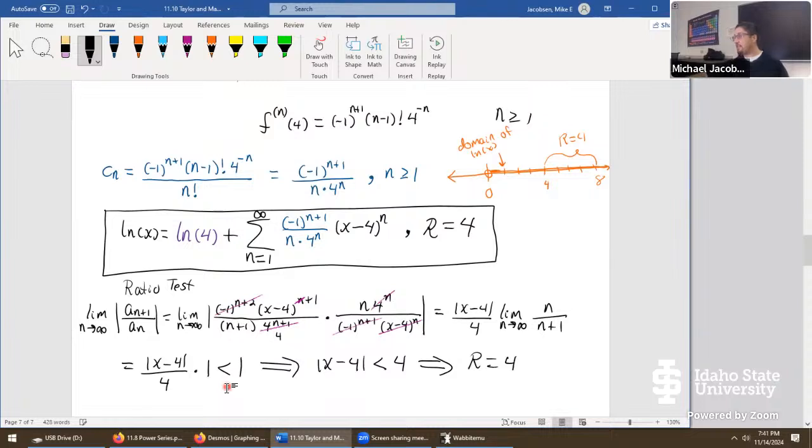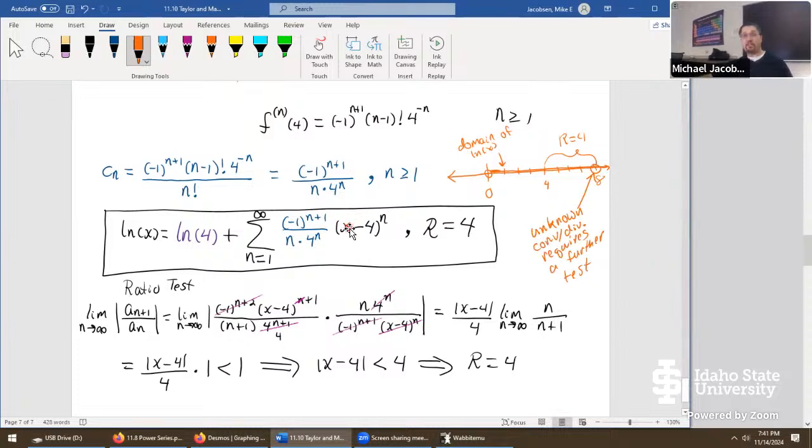Which then implies the radius was in fact 4. However, like we mentioned, we know it can't converge at 0, but we don't know anything about right at 8. Let's put this here on the notes. Unknown convergence, divergence. It requires a further test. You'd have to plug x equals 8 right inside here.